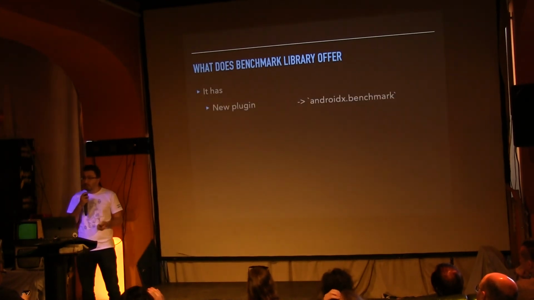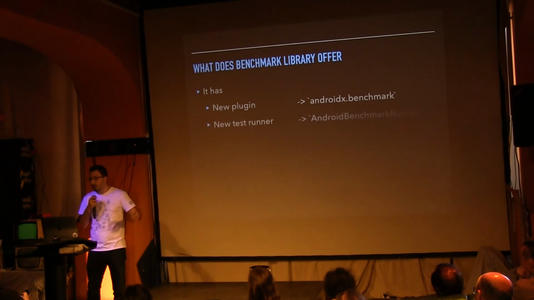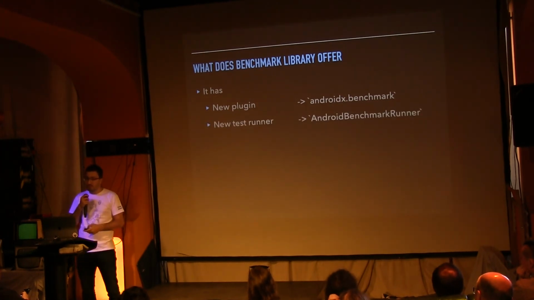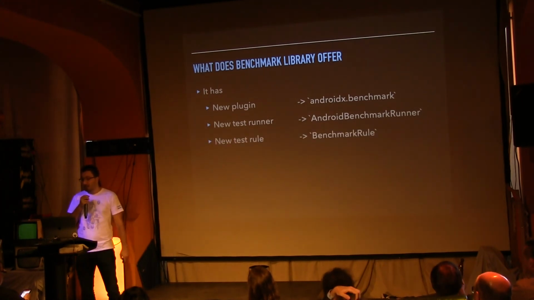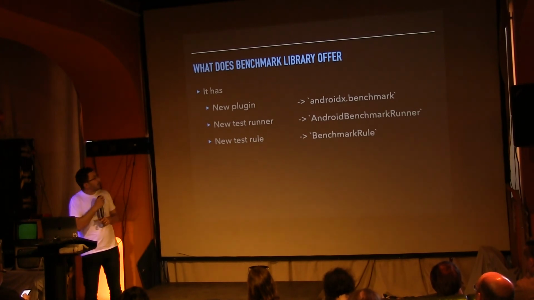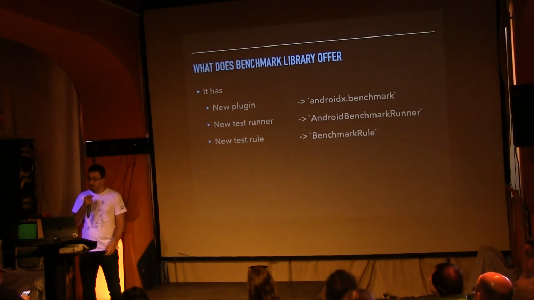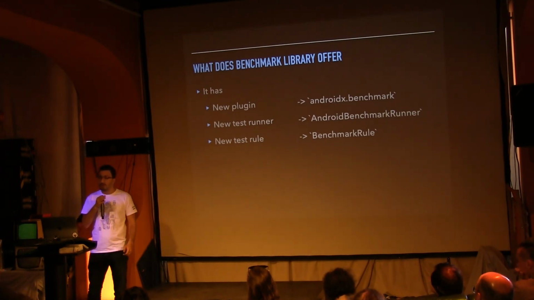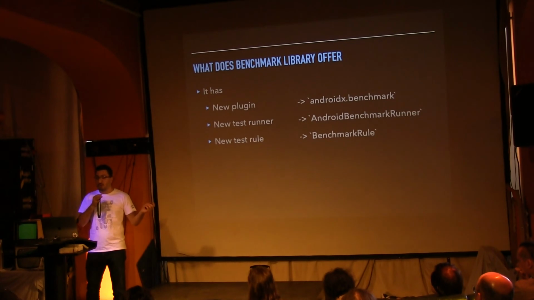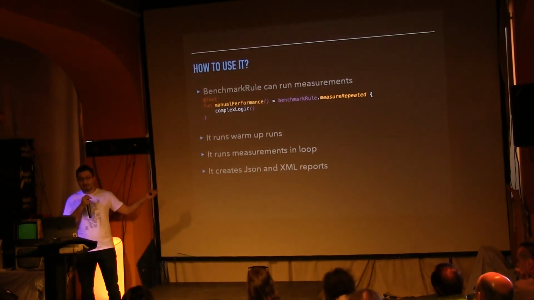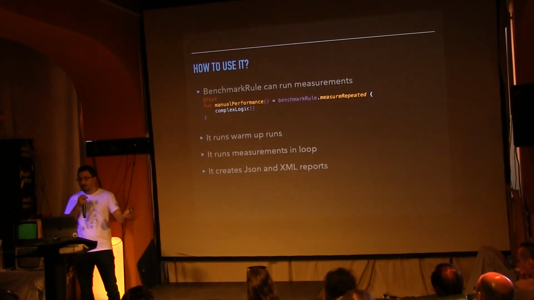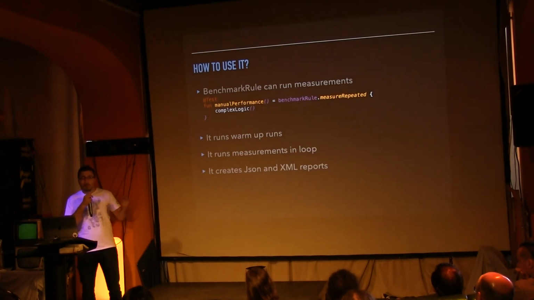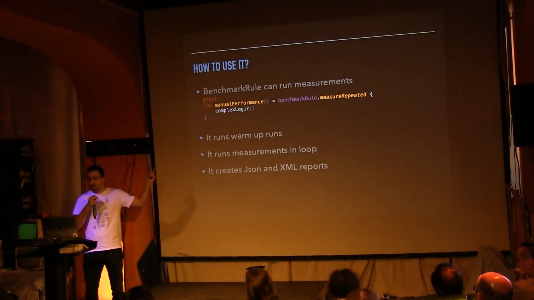First of all, it has a new plugin called AndroidX Benchmark. It also has one JUnit test runner, which helps you run our benchmark tests in isolation. And lastly, it gives us one benchmark rule, which helps us run our tests with JUnit code. So, a basic example: after we apply the benchmark rule, we can directly call measureRepeated, and we can give our logic inside.